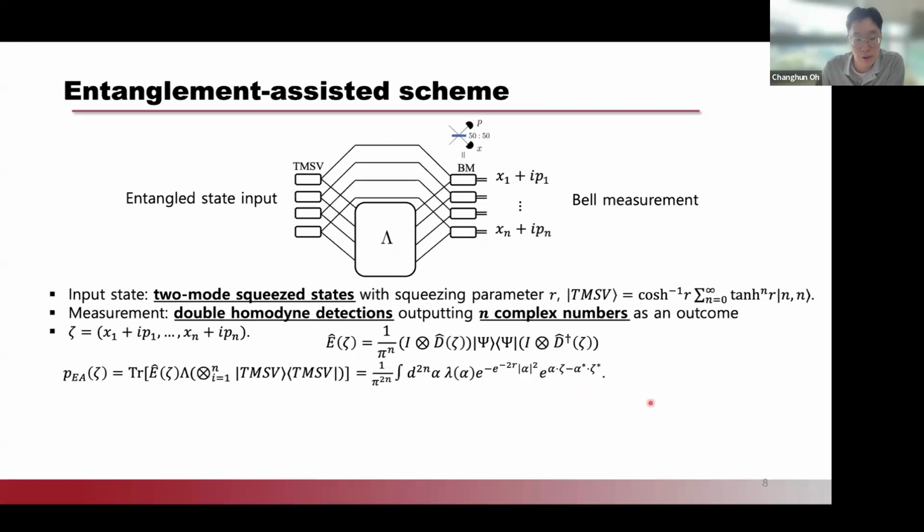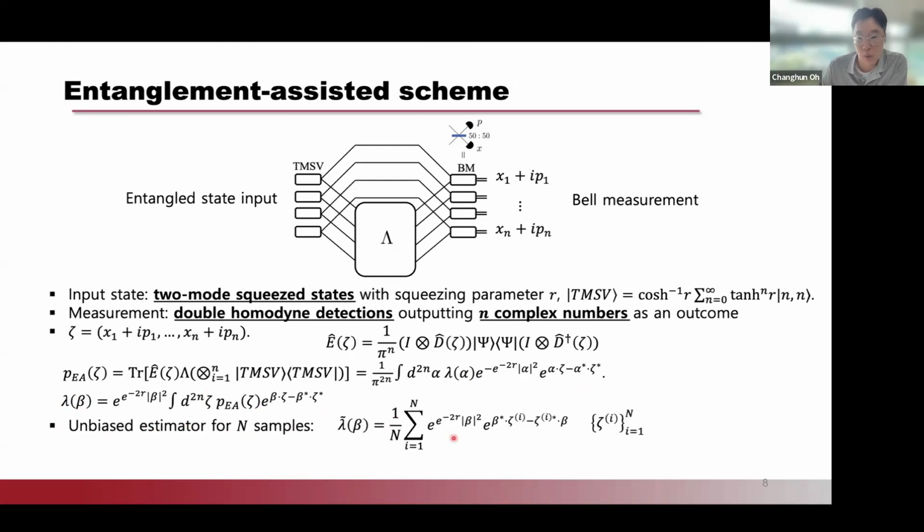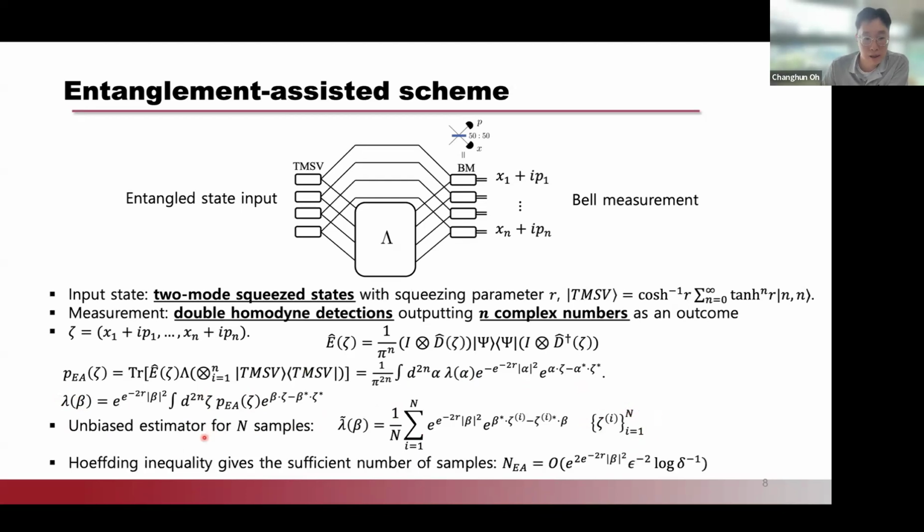So let me just follow the same procedure. We take the inverse Fourier transformation to get the expression between the characteristic function and the alpha probability distribution. And we again construct the unbiased estimator when we have collected a large number n of samples. And then by applying the same procedure, which is Hoeffding inequalities, we can show that the sample complexity depends on the prefactor, which depends on beta, and also on the accuracy and the failure probability.